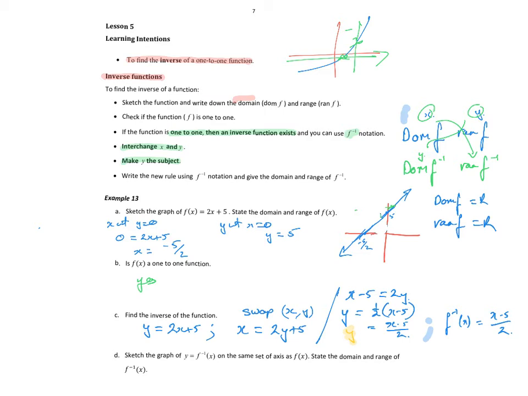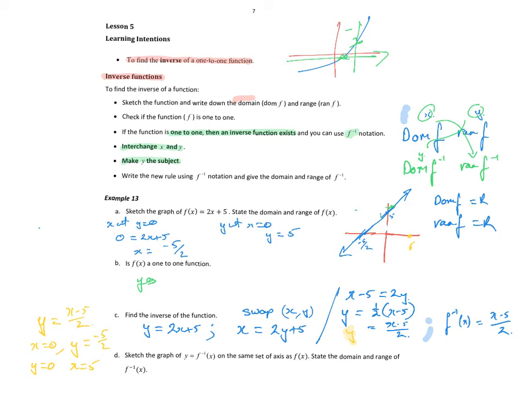So now let's sketch our inverse function. I'll do that in yellow. So let's put y equals x minus 5 on 2. If I put x equal to 0, y is equal to negative 5 on 2. And if I put y equal to 0, 2 comes across to give me 0, x is equal to 5. What do we notice about those intercepts? X is equal to 5 is there.